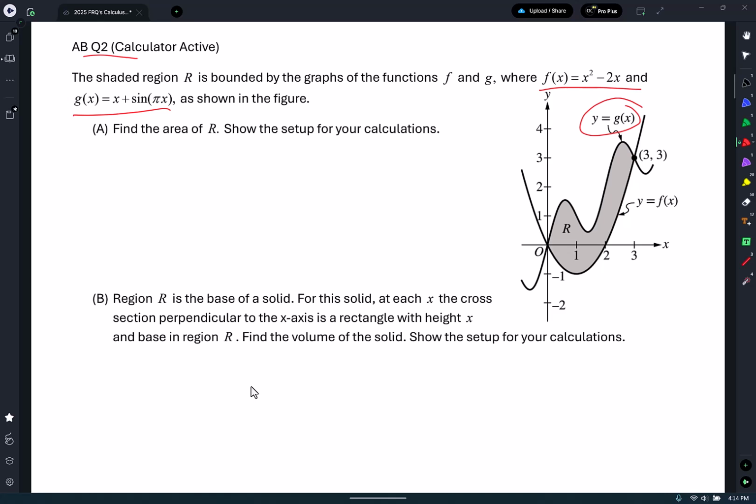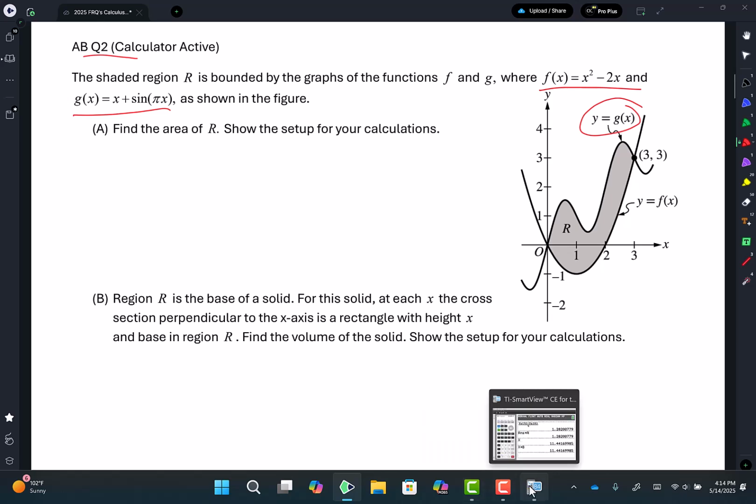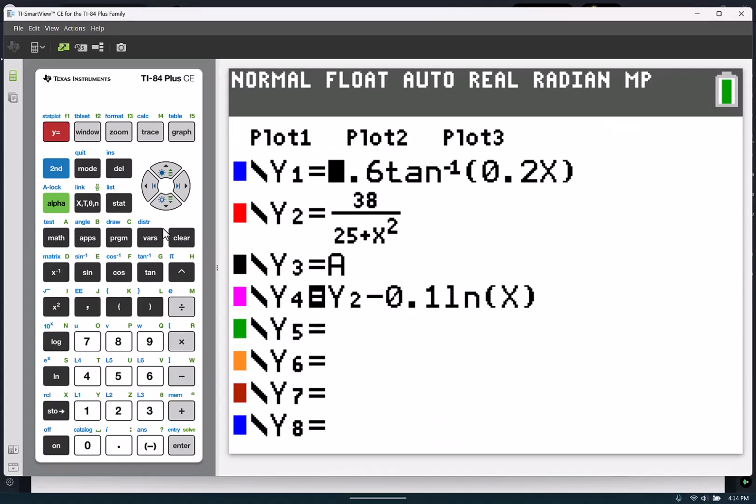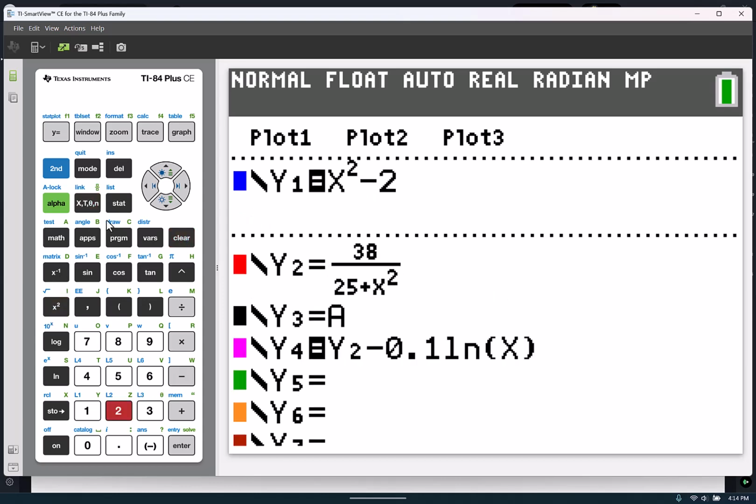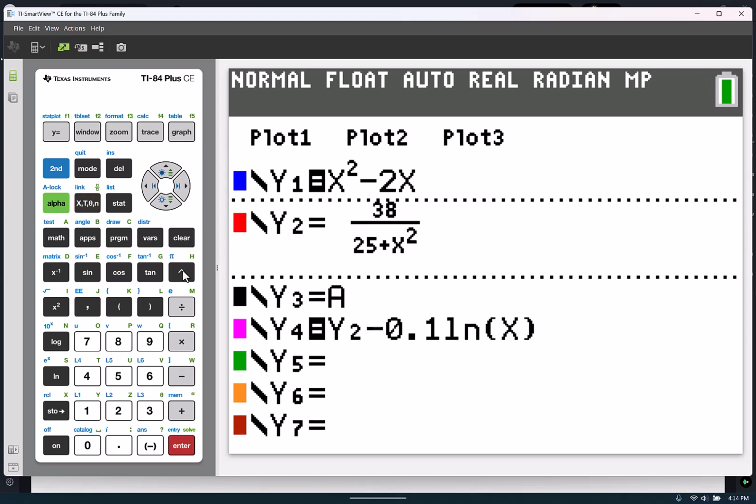Do we want to go in alphabetical order and put the f on y1 and the g on y2? Okay, so I'm going to go y equals, and what was the equation for y1? X squared minus 2x. Okay, what was the equation for y2? X plus sine pi x. Okay, I think we're good.